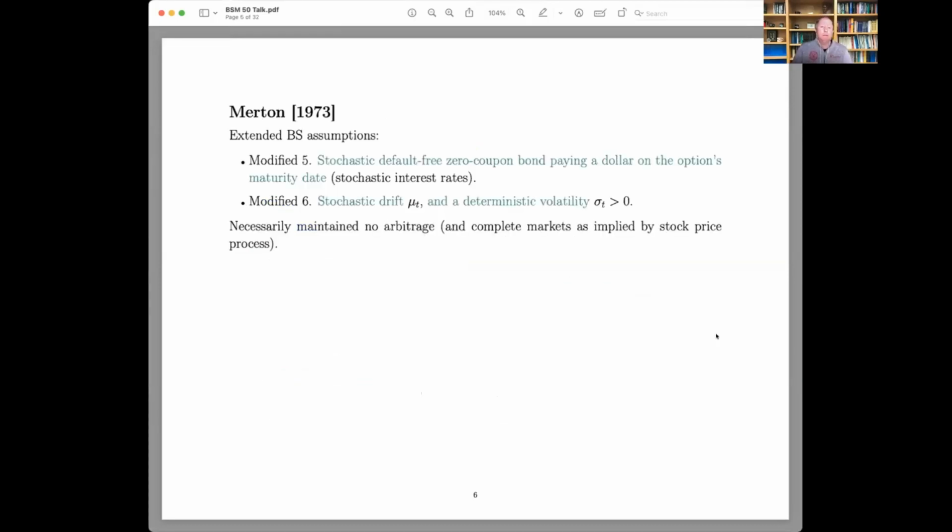Merton, whose paper was published in the same year, extended the Black-Scholes assumptions in 2 ways. He modified the constant interest rate assumption and included trading in a default-free bond that matures on the maturity date of the option. Also, the geometric Brownian motion could have a stochastic drift and a deterministic volatility. And of course, he necessarily maintained the no arbitrage assumption.